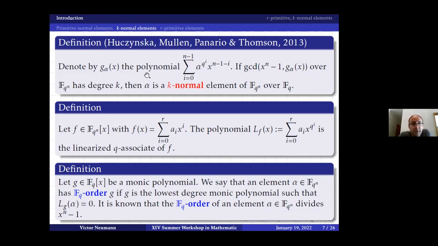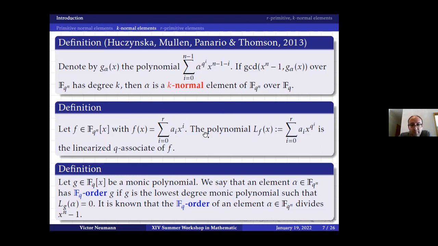So, for example, if they are coprime, so the greatest common divisor is 1, of degree 0, then alpha is 0-normal. So this is an extension of normal elements. Zero-normal means normal, in fact. And they gave some equivalences between different ways to define k-normal elements.